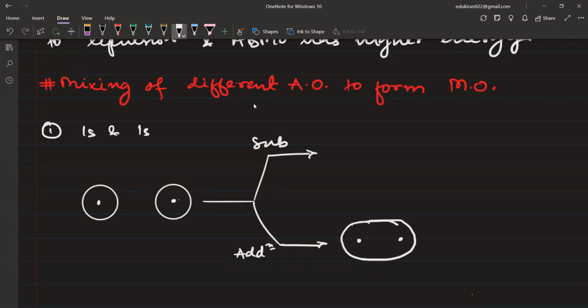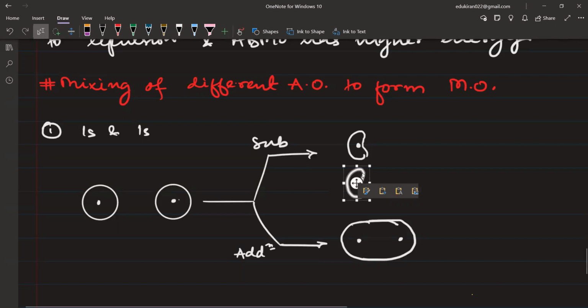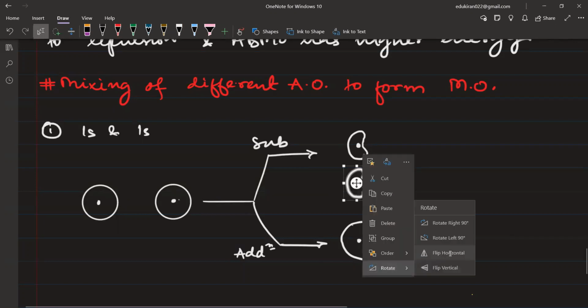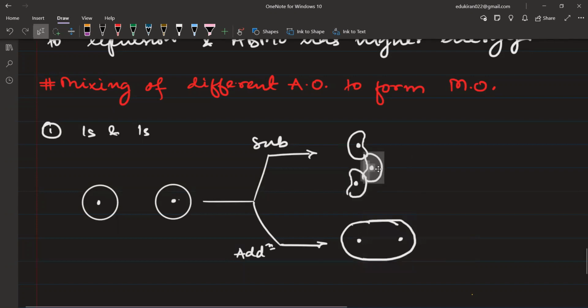This is quite tough to draw. Something like this, kind of like kidney beans, with the nuclei here. Same thing, but we flip it horizontally. As you can see, both of these are nuclei and there is no electron in between, and that is why here you are going to have repulsion.